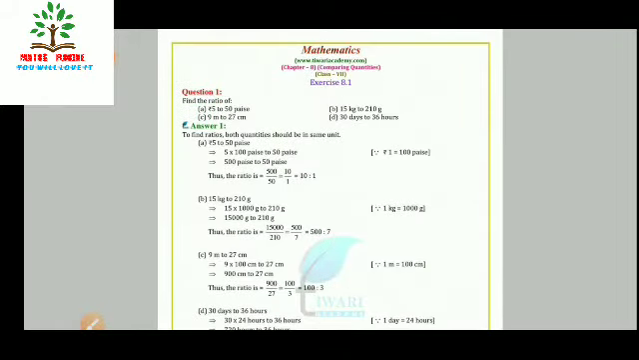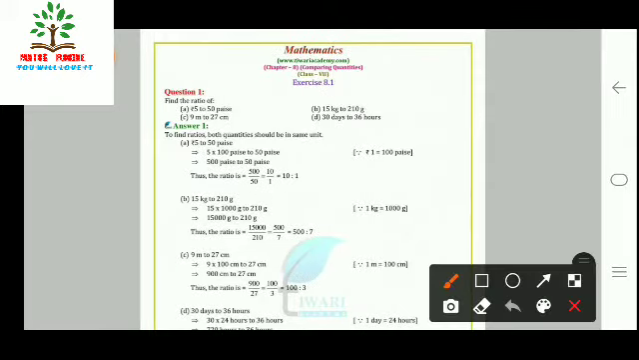Hello dear students, today we'll do exercise 8.1 and 8.2 of chapter 8, that is comparing quantities. Looking at the very first question of the first exercise, question number 1: find the ratio of rupees 5 to 50 paisa. So we can see here that we should have the same unit.